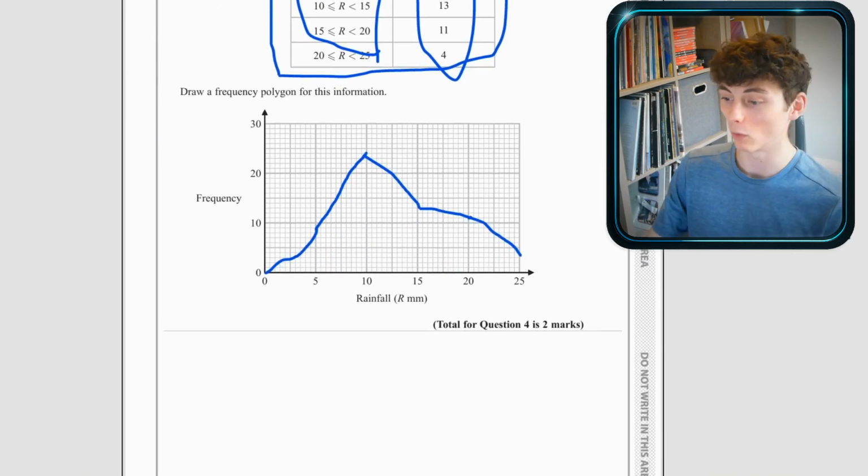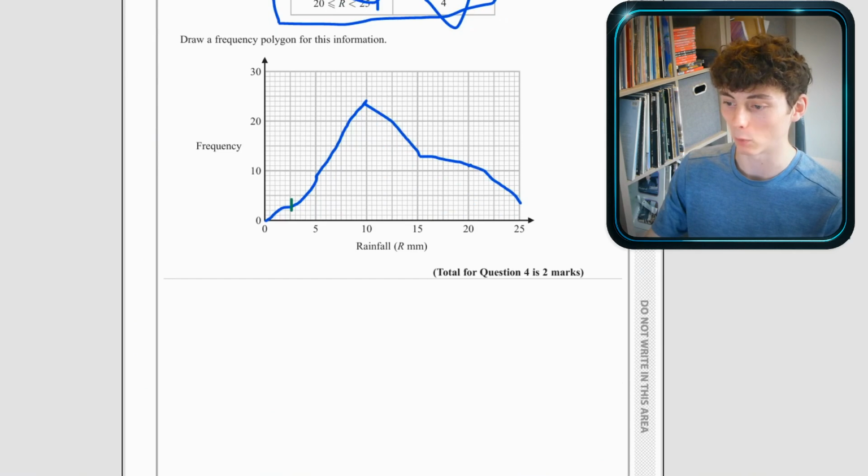I'm wrong again, I've only got 1 mark because you needed to plot at midpoints. So between 0 and 5, the midpoint of that. Same between 5 and 10, this is where it needed to be plotted from. I just did it across the entire boundary. So I only get 1 out of 2 on that one.